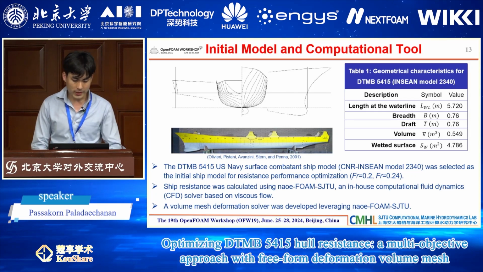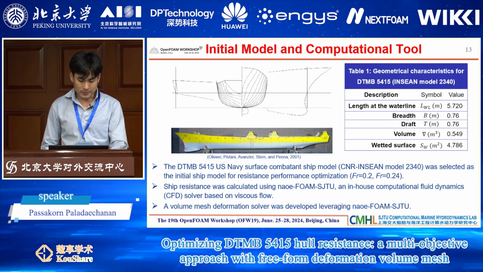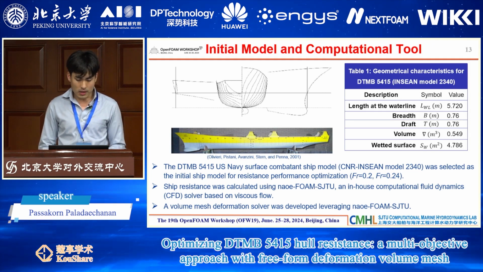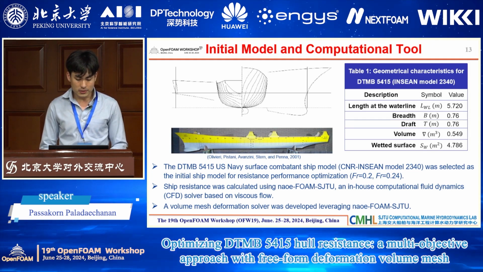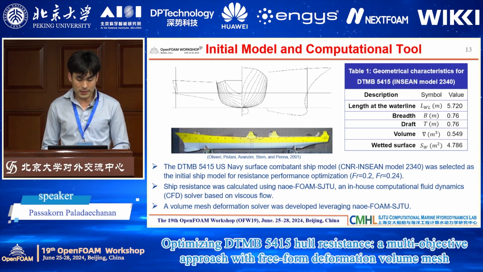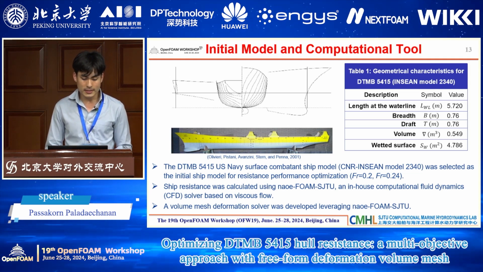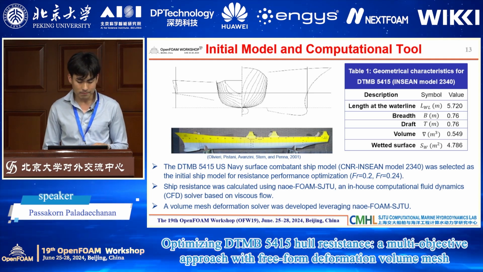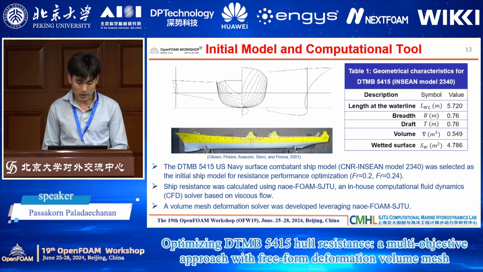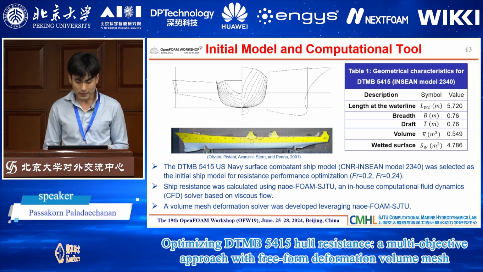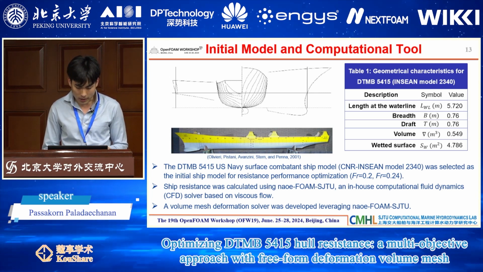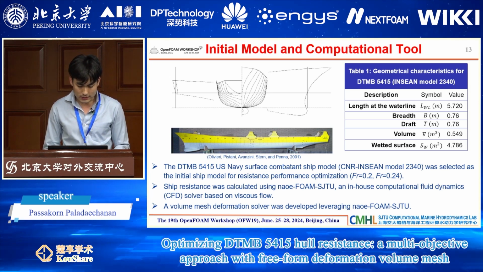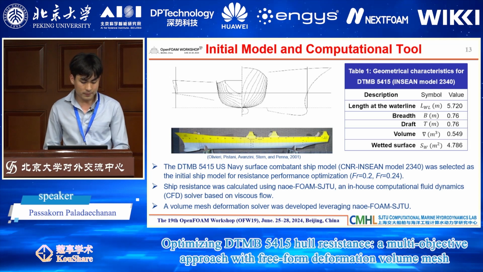So the initial model, we used DTMB 5415 with this geometrical characteristic. This model is tested in INSEAN model 2340. It has a length at borderline of about 5.72, a breadth of 0.76 meters, and a draft of 0.76.